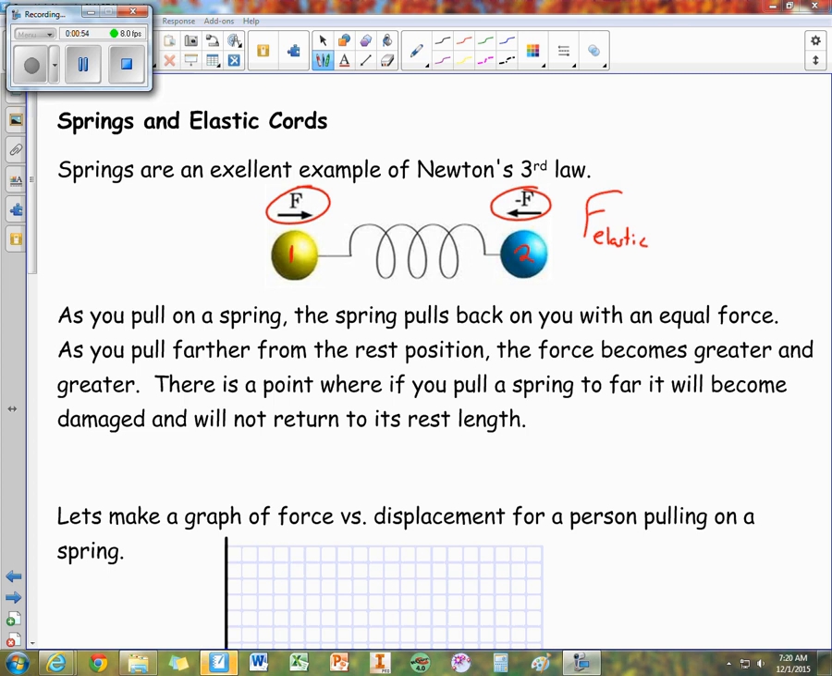And notice that these forces then, again, will have the same strength because it's the same spring attaching the two objects, and they're opposite in direction, acting on two different objects. They're internal forces within a system. All of that supports Newton's third law.